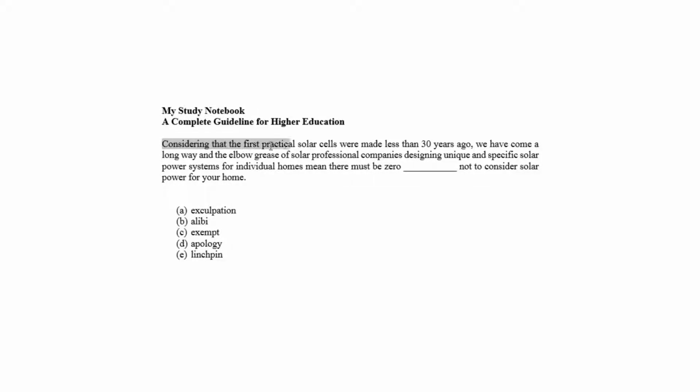Considering that the first practical solar cells were made less than 30 years ago, we have come a long way. And the elbow grease of solar professional companies designing unique and specific solar power systems for individual homes mean there must be zero blank not to consider solar power for your home.